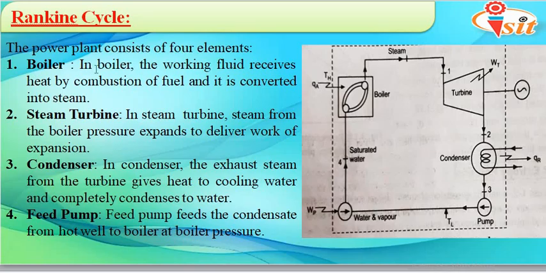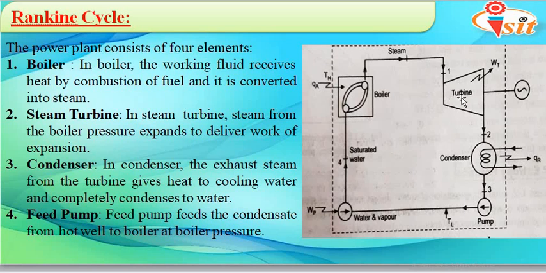So the first part, that is boiler, the working fluid receives the heat by combustion of fuel and it is converted into steam. So here in this diagram you can see that this QA is the amount of heat which is added or provided to the boiler through the combustion of fuel. So due to this heat, water will gain heat and it will be converted into steam. So this TH represents the temperature of the steam, and once the steam is formed, it will be taken out from the boiler and then supplied further to the steam turbine.